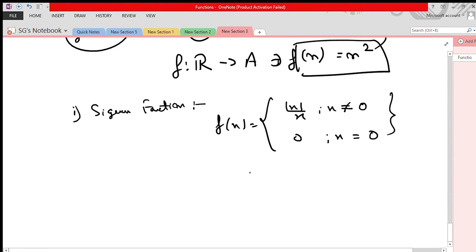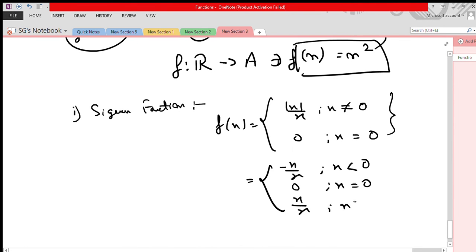Okay, so this thing you can also write as minus x over x when x is less than 0, 0 when x equals 0, and x over x when x is greater than 0, which can be further written as minus 1 when x is less than 0, 0 when x equals 0, and plus 1 when x is greater than 0. And now you can map it like this.